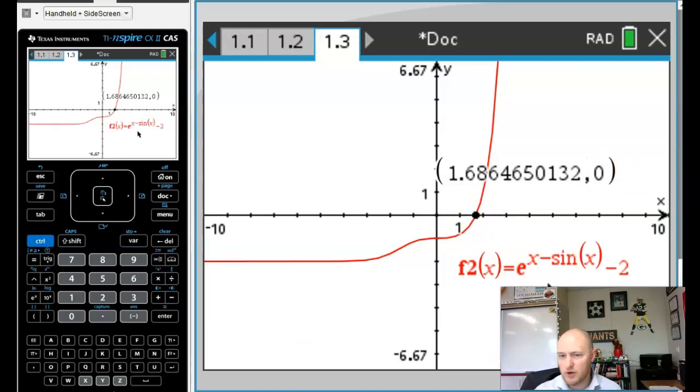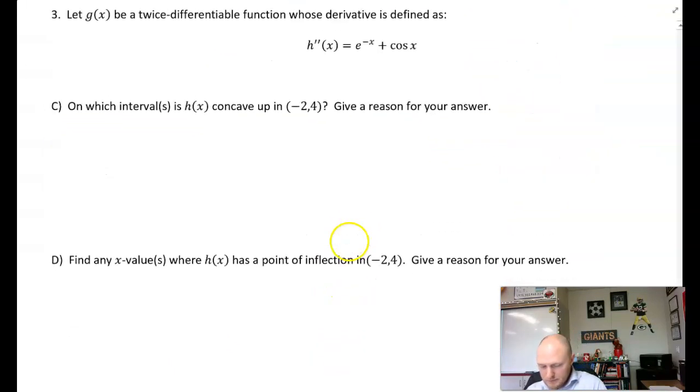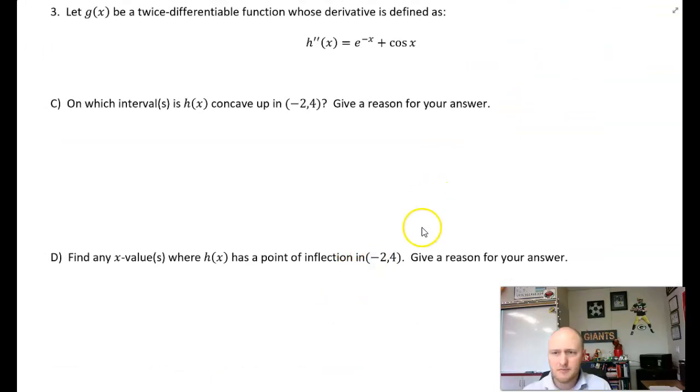Okay, I have one more example to go ahead and show you guys here. Here is number 3. They say, let h of x be a twice differentiable function whose second derivative is defined as h double prime of x, which equals e to the power of -x plus cosine of x. Okay, so they want to know on what intervals is h of x concave up in -2 to 4. So note, I'm going to do the same exact process here, except this time I have a second derivative. This is the second derivative function.